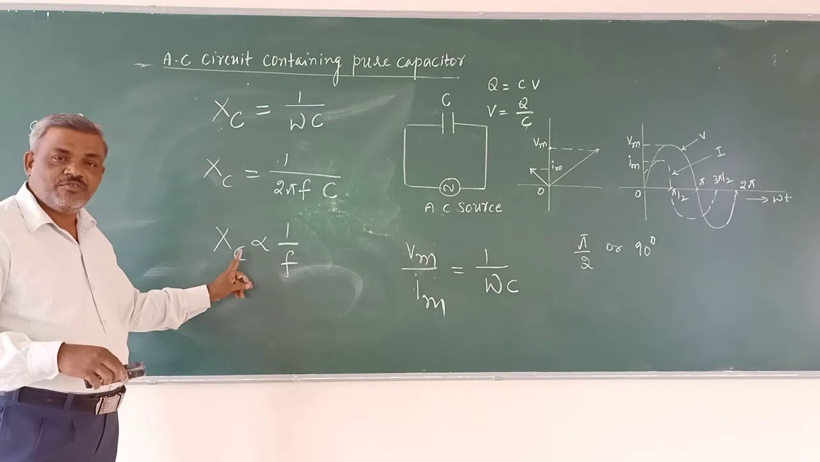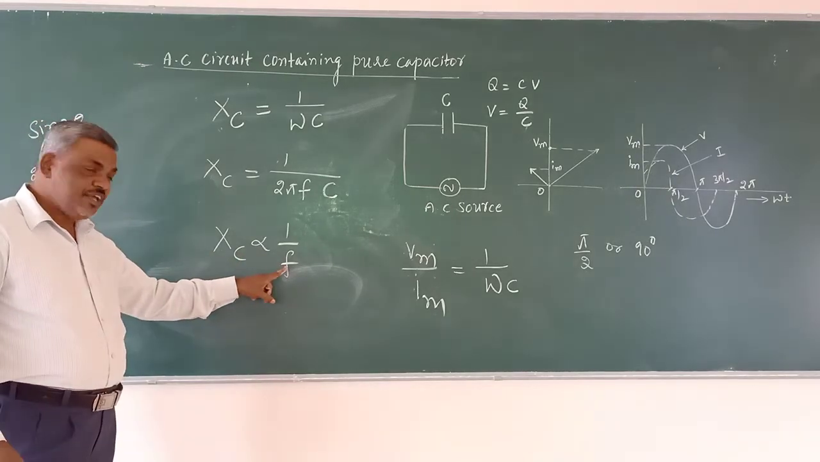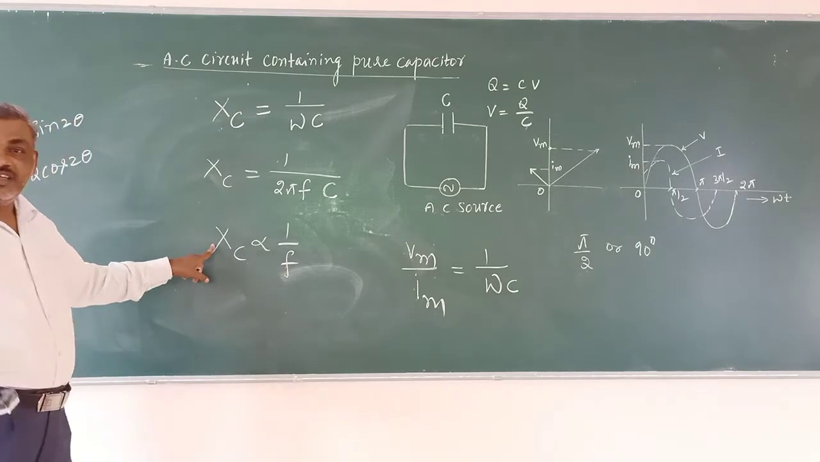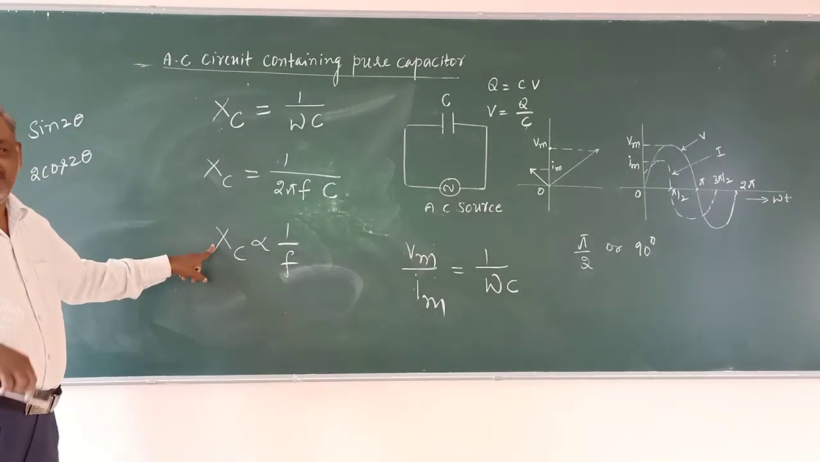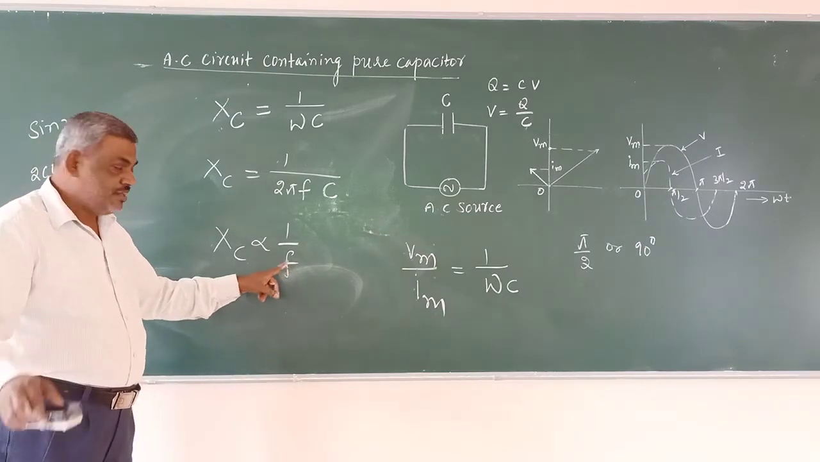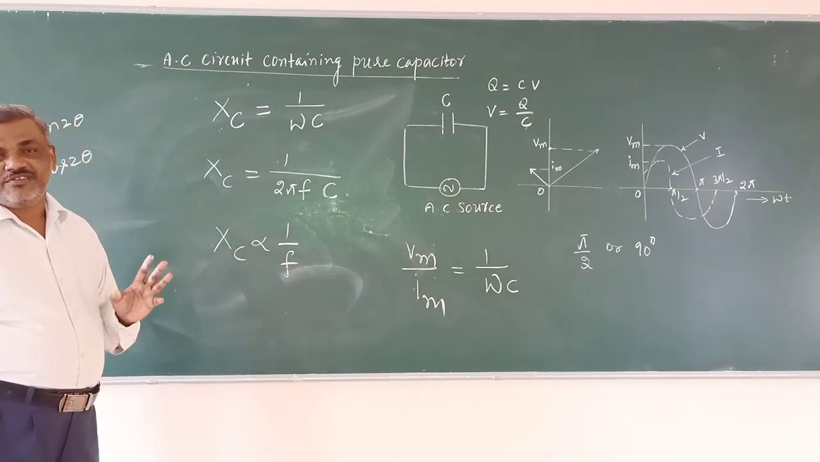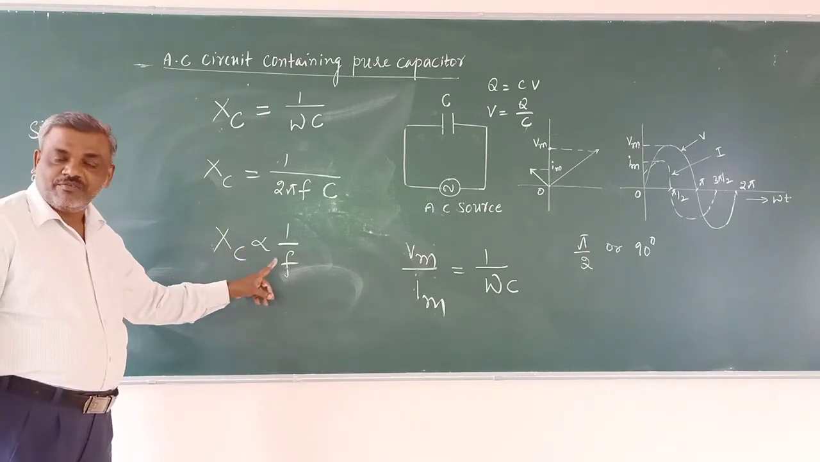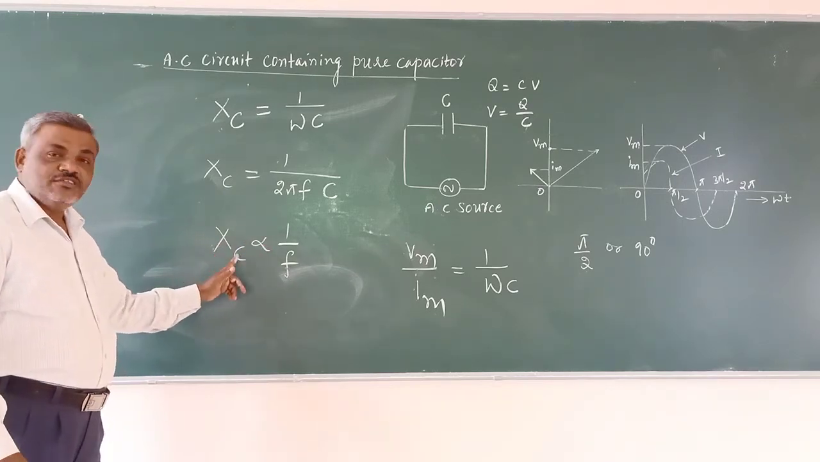This is a very important question. If the frequency of the alternating voltage increases, the capacitive reactance will decrease. If the frequency of the alternating voltage decreases, the capacitive reactance increases. So how are they related? Capacitive reactance and frequency of alternating voltage are inversely related.